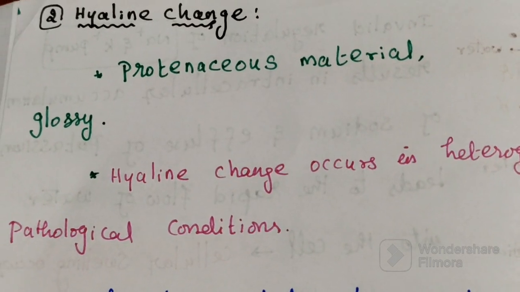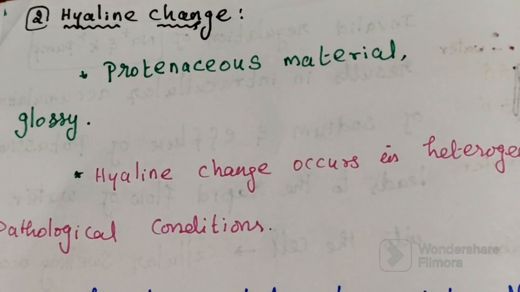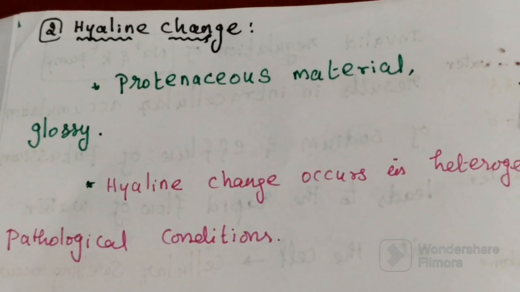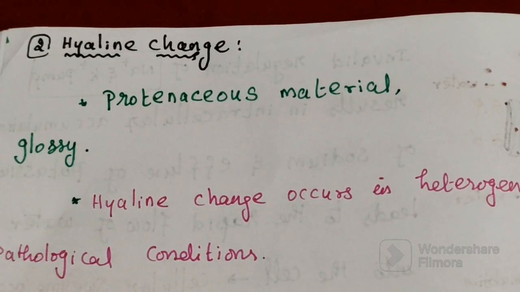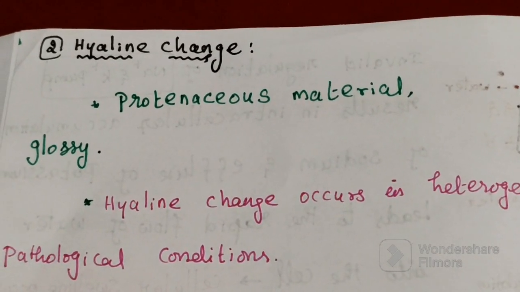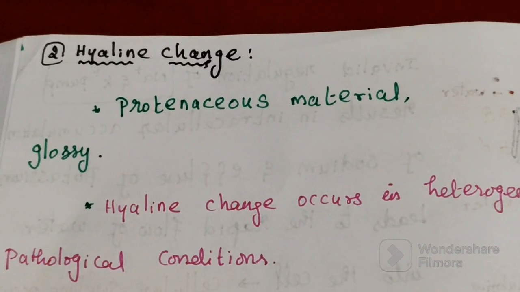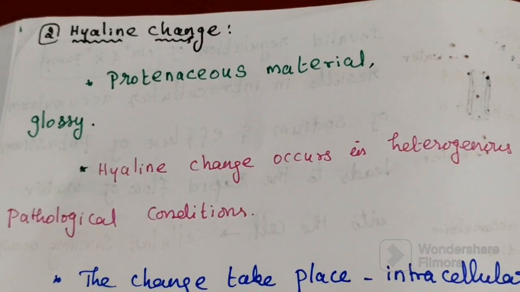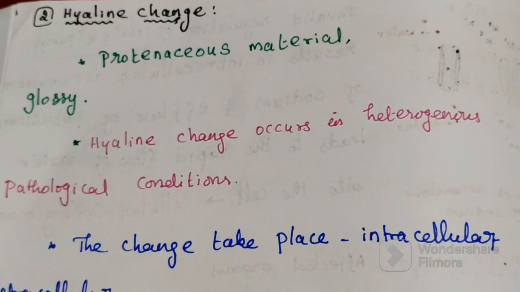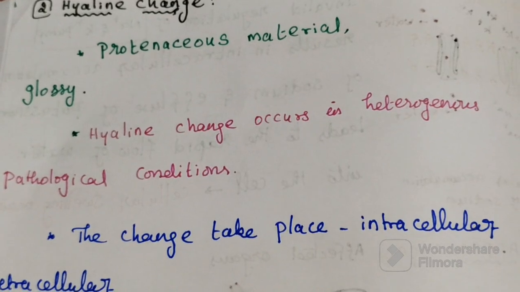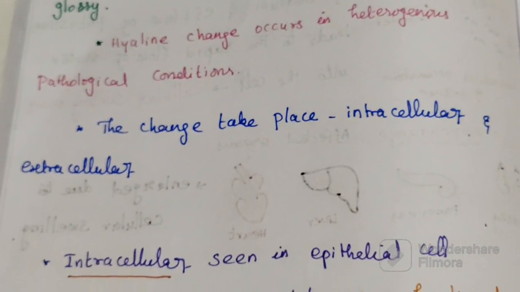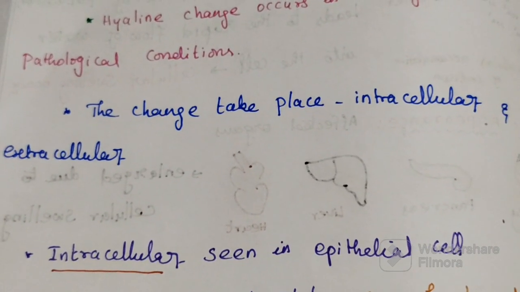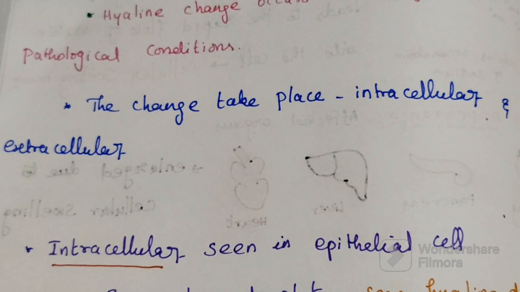Second change, hyaline change. Hyaline is a proteinous material that looks glassy. Hyaline change occurs in heterogeneous pathological conditions only. The change may take place intracellularly or extracellularly.